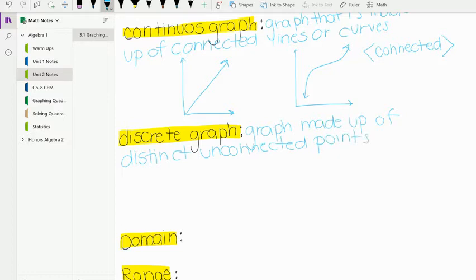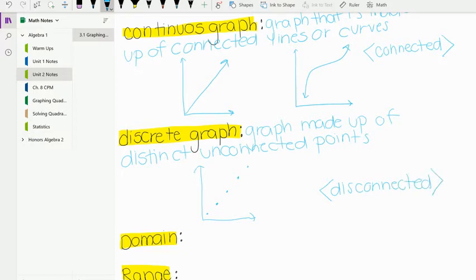All right, so discrete is disconnected. A discrete graph could look something like this. We would have just dots, but I can't connect them. So I'm just going to say disconnected.